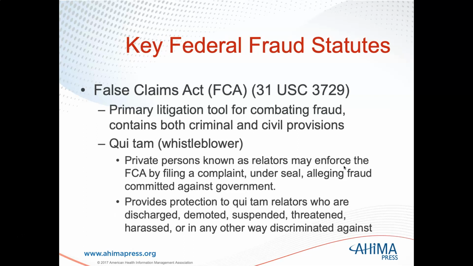All right, let's talk about some key federal fraud statutes. The big one, this one you have to know. That is the False Claims Act. The False Claims Act actually came about back in the 1860s during the American Civil War. It happened on the Union or northern side of things, where there were factories producing firearms and cannons, and they knew that their equipment was substandard.